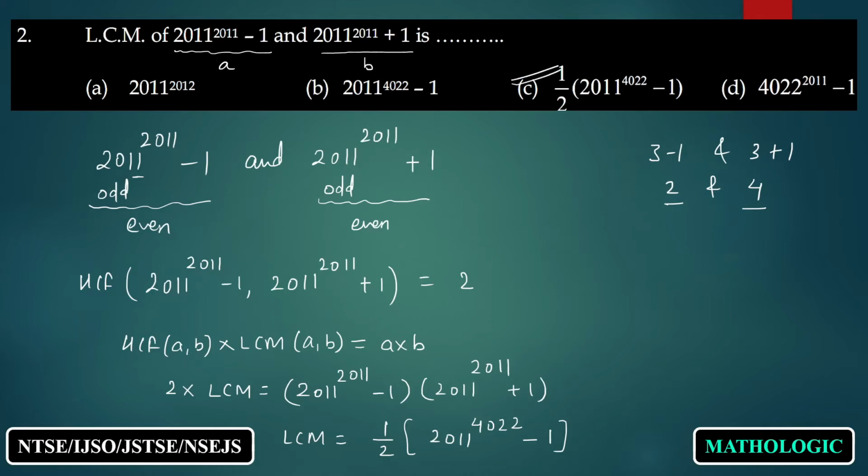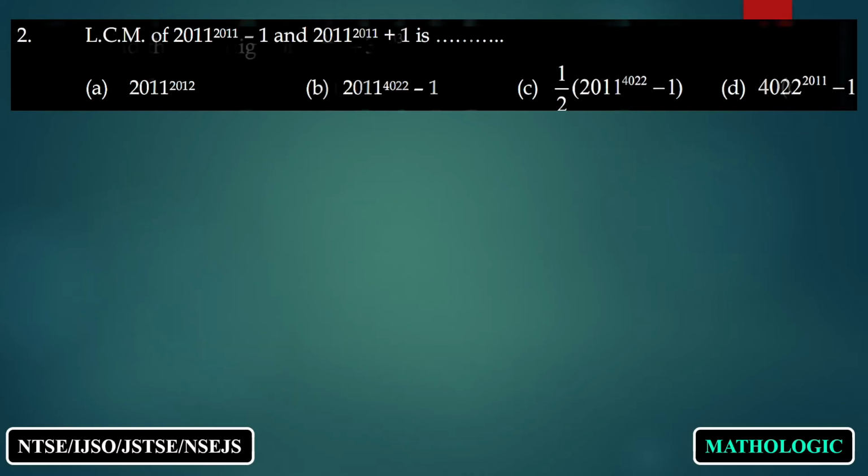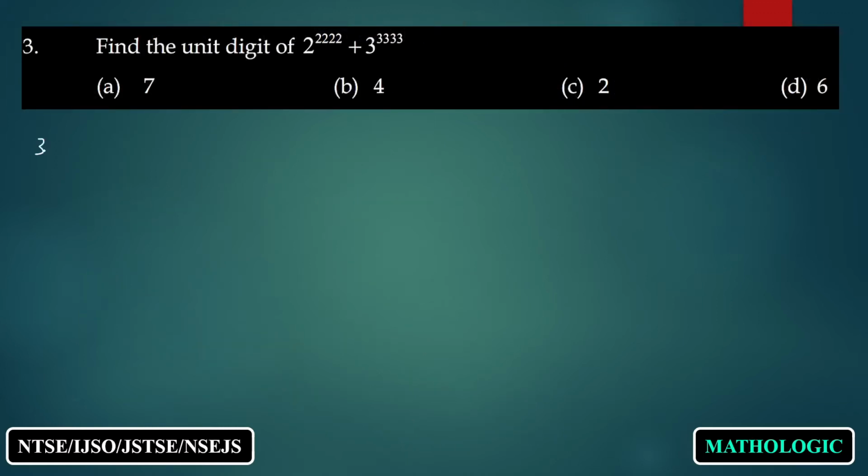So I hope you can understand this problem, right? Next question is question number 3, which says find the unit digit of the sum of these exponents. The first number is 2 raised to the power 2222, and the second number is 3 to the power 3333.